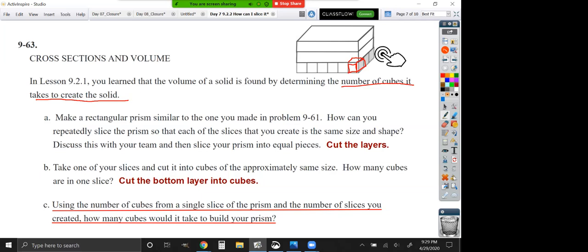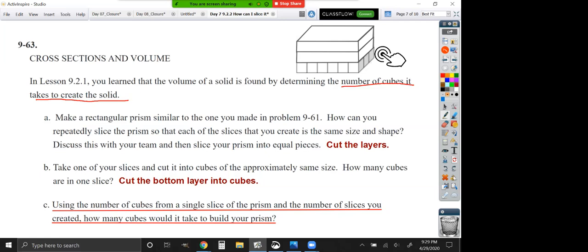So, make the prism. How can you repeatedly slice the prism so that each of the slices that you create is the same size and shape? You just have to be careful that you're cutting everything the same size in all directions, kind of like cutting a cake. You have to carefully cut congruent slices to get those squares.